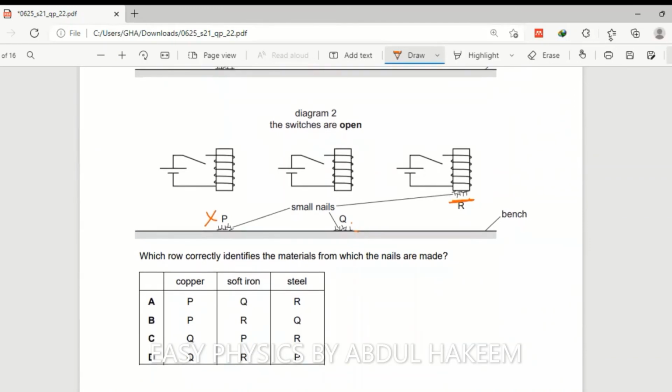So P, definitely, is copper because copper is not attracted by the magnet. Q is soft iron. Yes, Q is soft iron. And R is a permanent magnetic material. So this is steel. So this option is A.